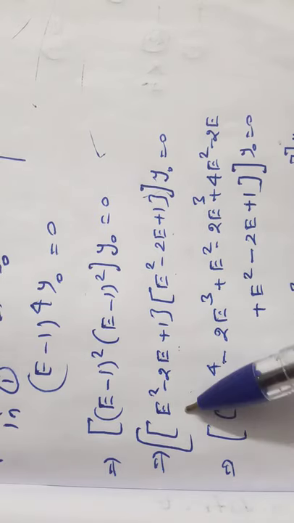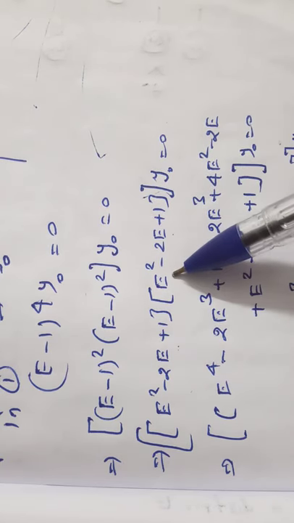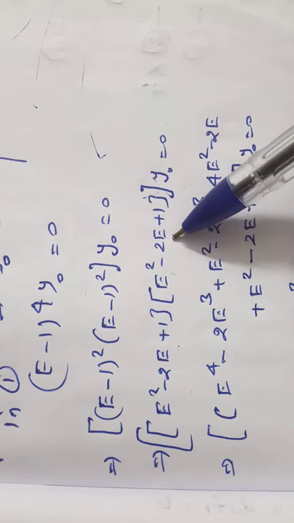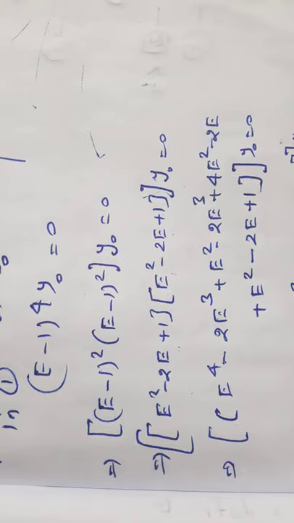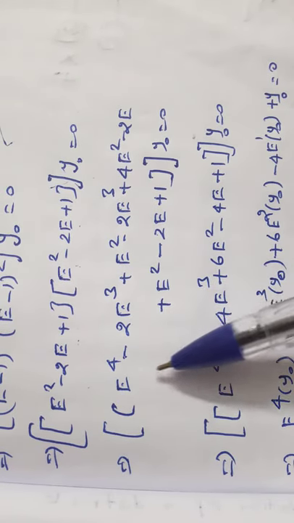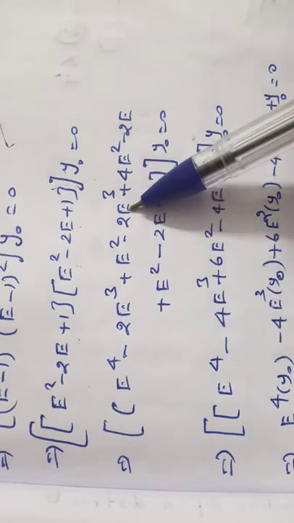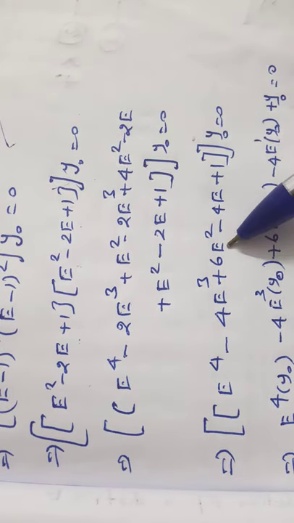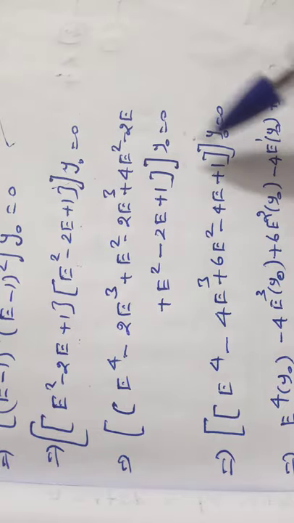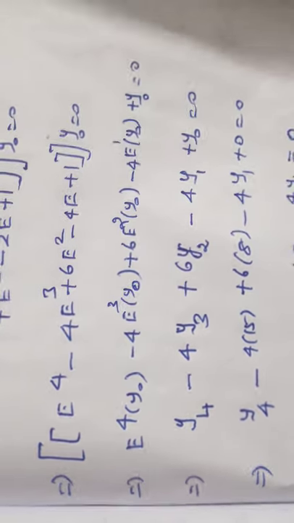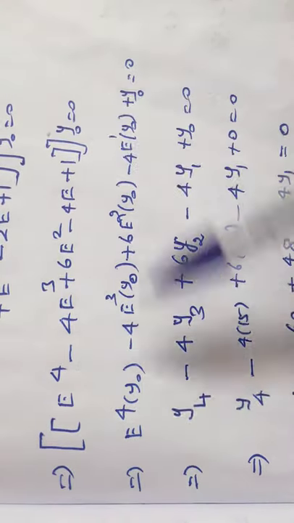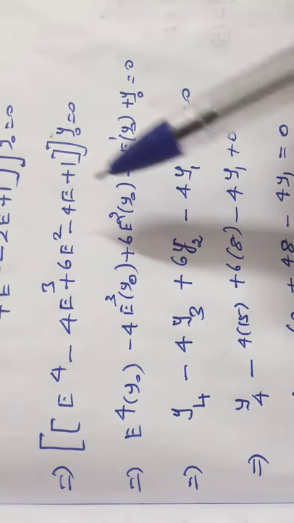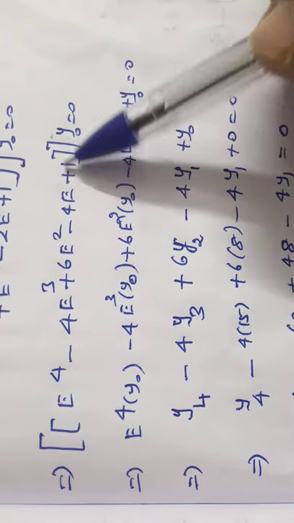Multiply the terms: E power 4 minus 2E cube plus E square minus 2E cube plus 4E square minus 2E plus E square minus 2E plus 1 into y0 equal to 0. Next, E power 4 minus 2E cube minus 2E cube is minus 4E cube, E square plus 4E square plus E square is 6E square, minus 2E minus 2E is minus 4E, plus 1, y0 equal to 0. So E power 4 y0, minus 4 E cube y0, plus 6 E square y0, minus 4 E y0, plus y0 equal to 0.